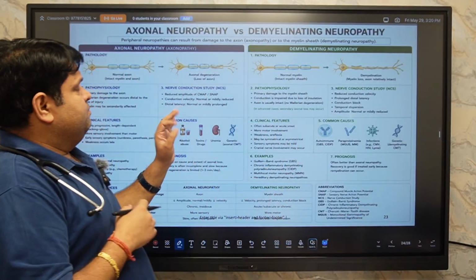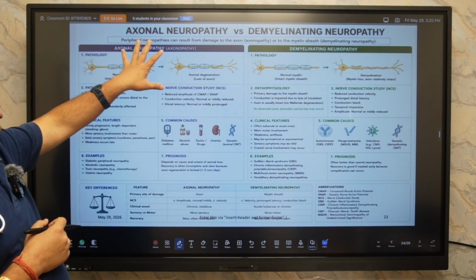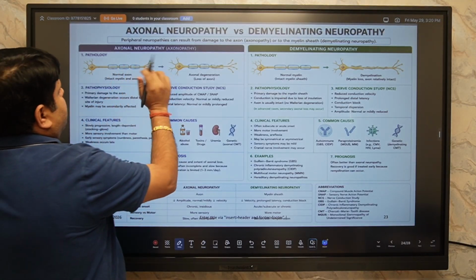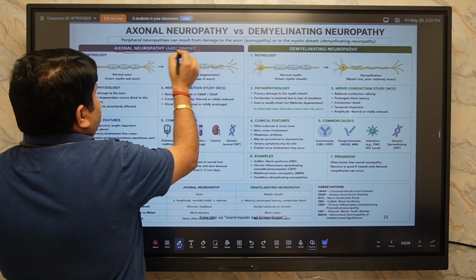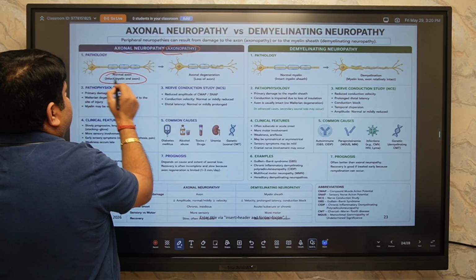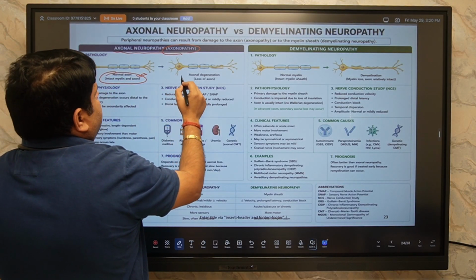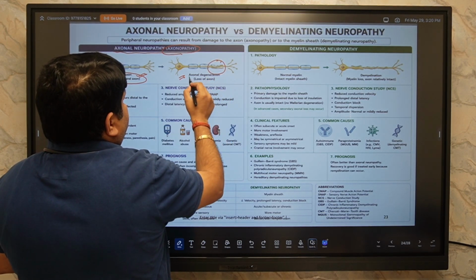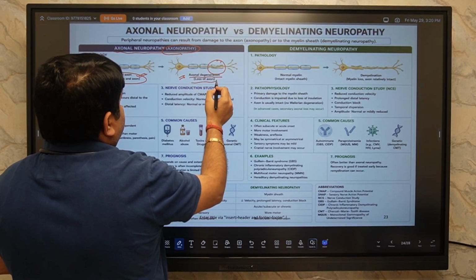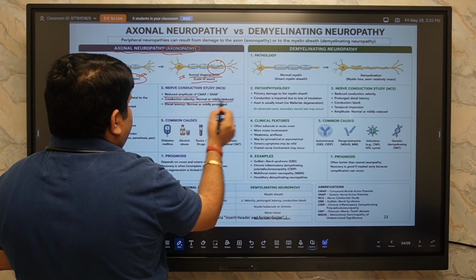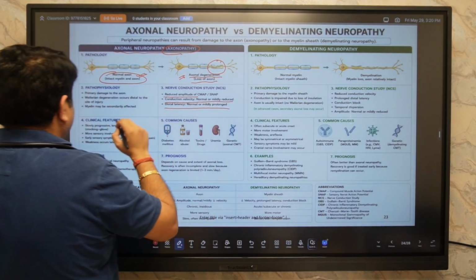Now one more slide about the axonal and the demyelinating neuropathy. This is also for the MCQ type. Axonal neuropathy is called the axonopathy. Normal axon, intact myelin and axons. If there is damage in the axon, there is axonal degeneration or loss of axon. In nerve conduction, we see reduced amplitude, conduction velocity normal or mildly reduced, distal latency normal.